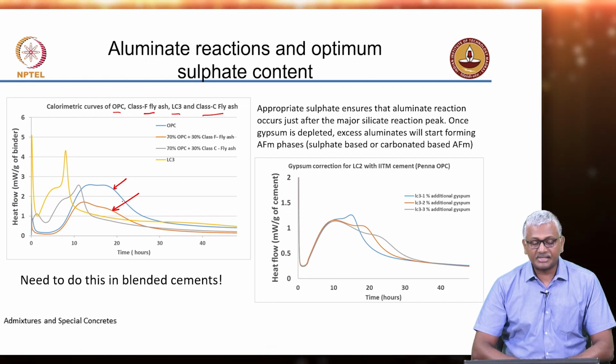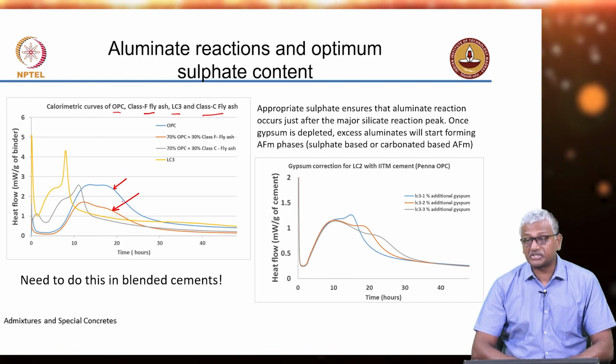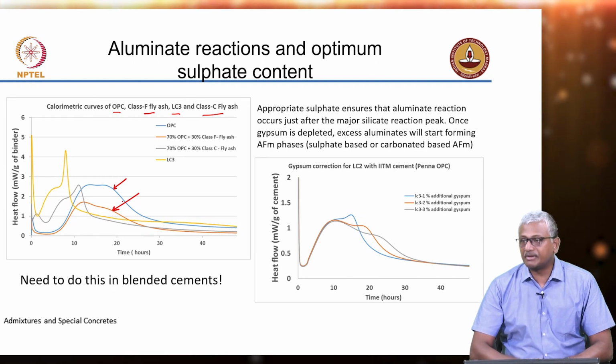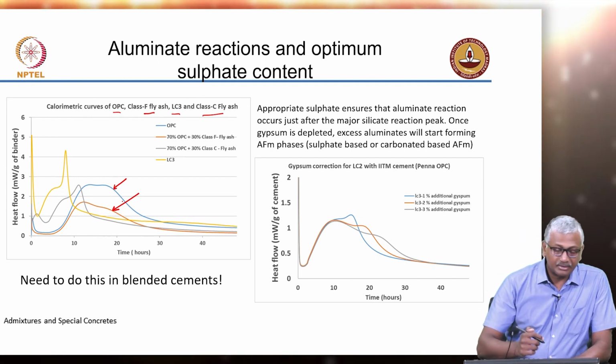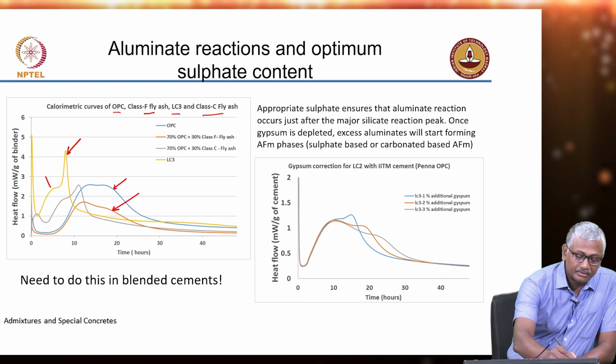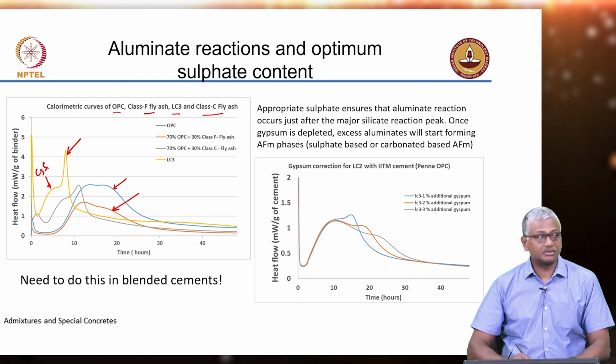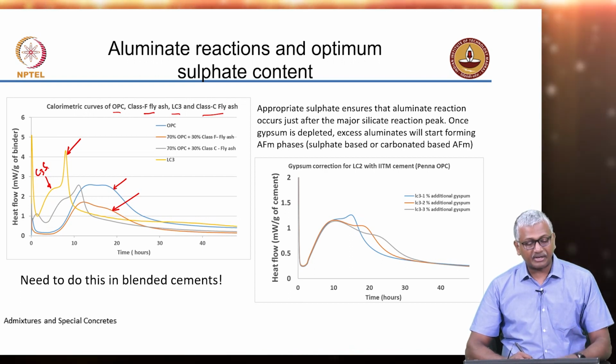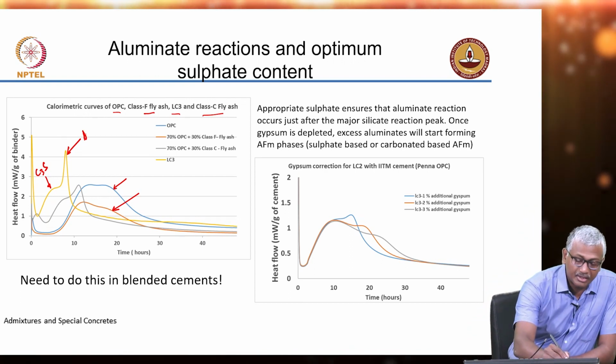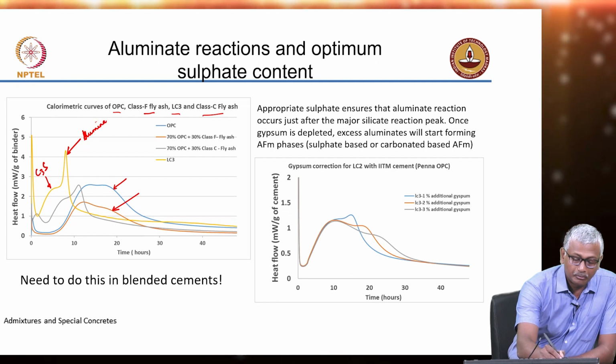Now, in the class C fly ash and in the LC3, especially in the LC3, the alumina is in a very reactive form, and here this peak, this is because of the C3S reaction, primarily silicate hydration, but the peak that comes after is because of the alumina. This is the alumina peak.